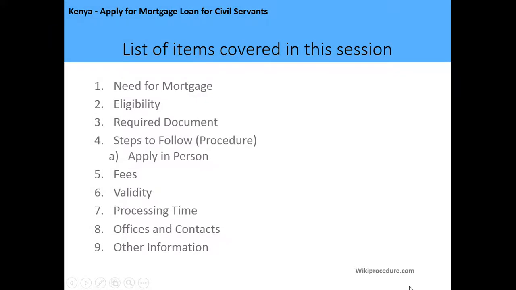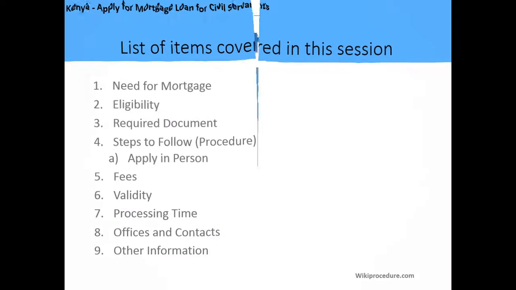The list of items which we're going to cover in this session include the need for the mortgage, the eligibility criteria, the required documents, steps to follow in making the applications, the fees, the validity period, the processing time, office location and contact information, and any other information that we may find relevant on how to apply for a mortgage loan for civil servants in Kenya. So welcome to our presentation today, which is brought to you by wikiprocedure.com.